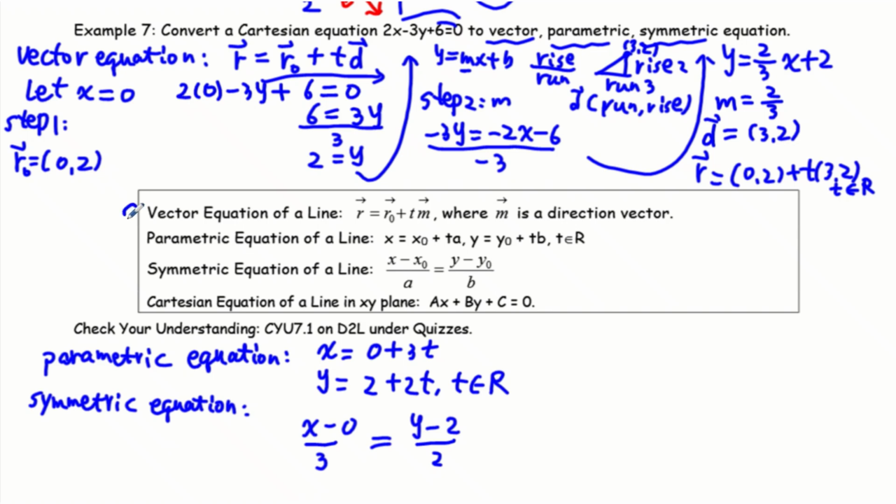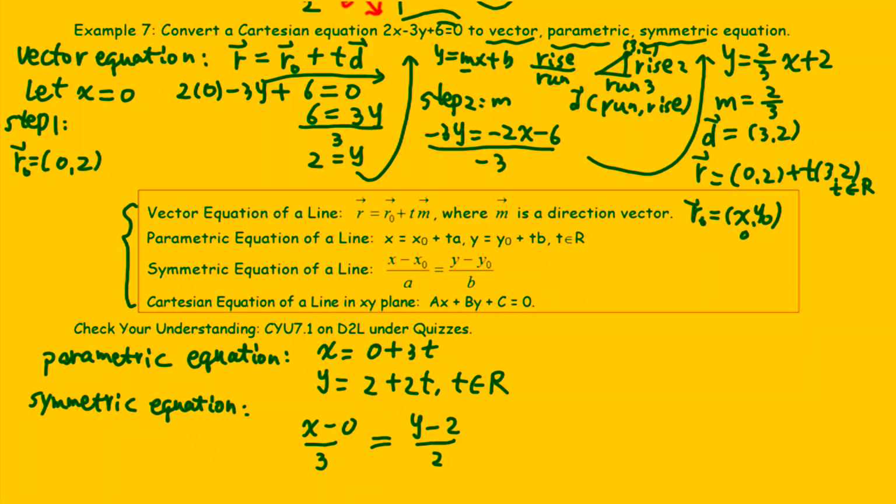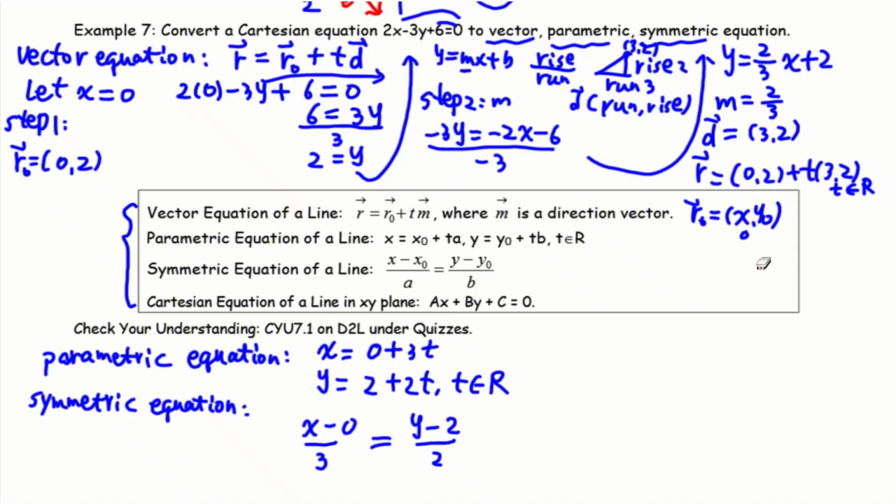And here is a summary. What we have covered in this lesson is the vector equation of a line. So r equals r0 plus t times m, or t times d. D is just a direction vector. R0 is just a point on the line. Okay, I will rewrite it. So it's just any point on the line.